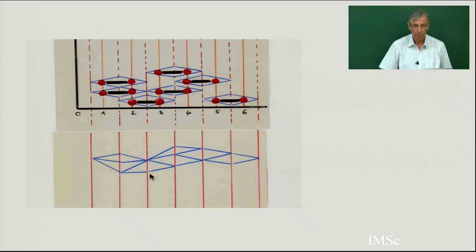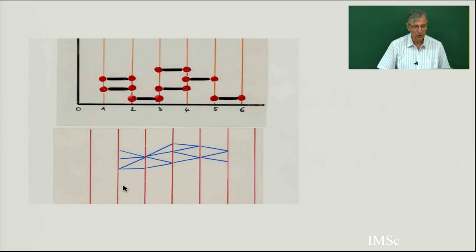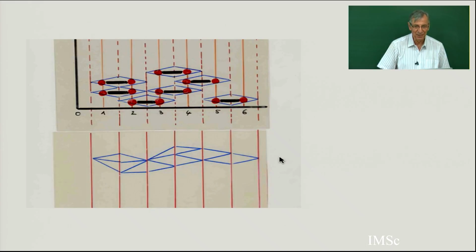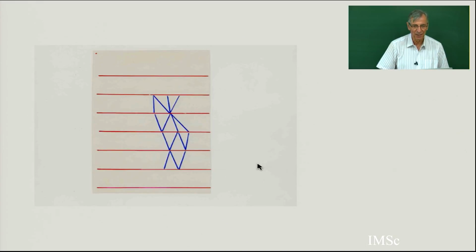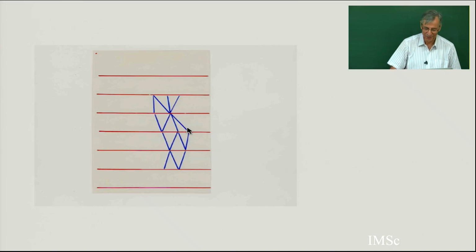Where is time in this? Time is the red line. So if you want to go back, I delete this to go back, and then I turn 90 degrees, and then I get my Lorentzian triangulation.